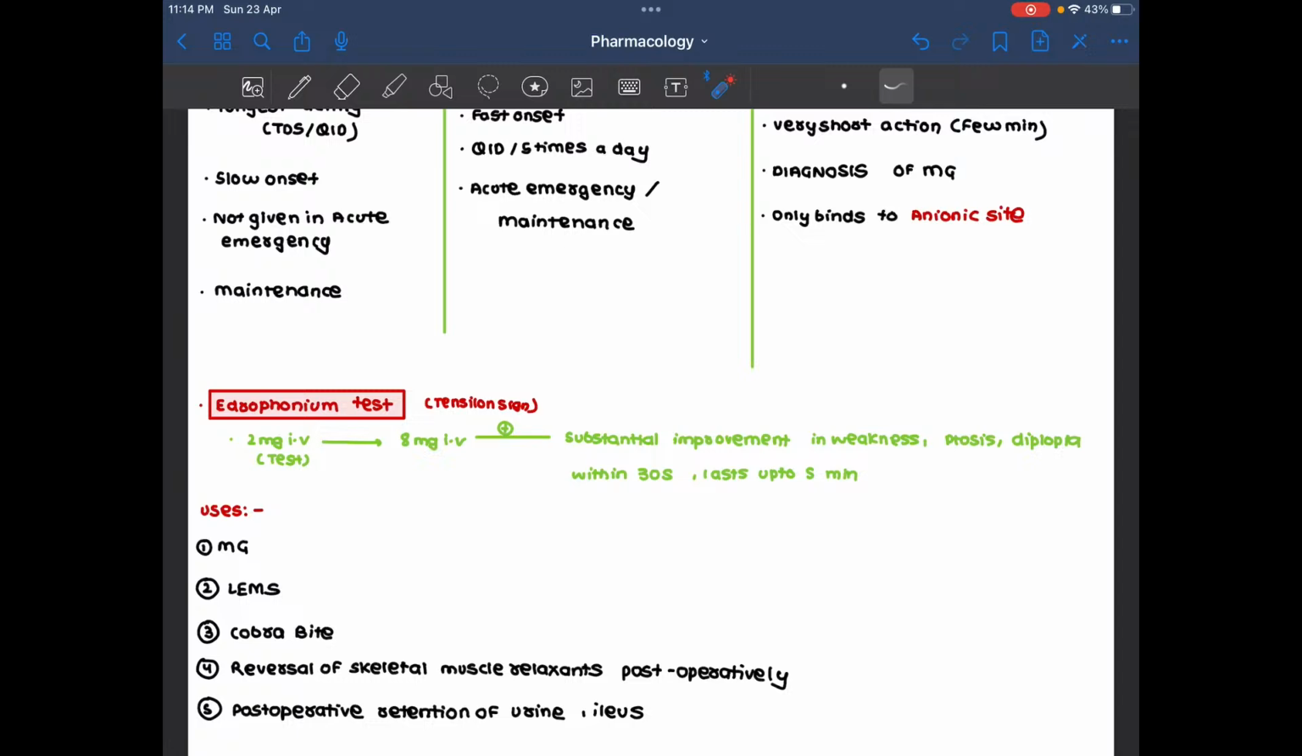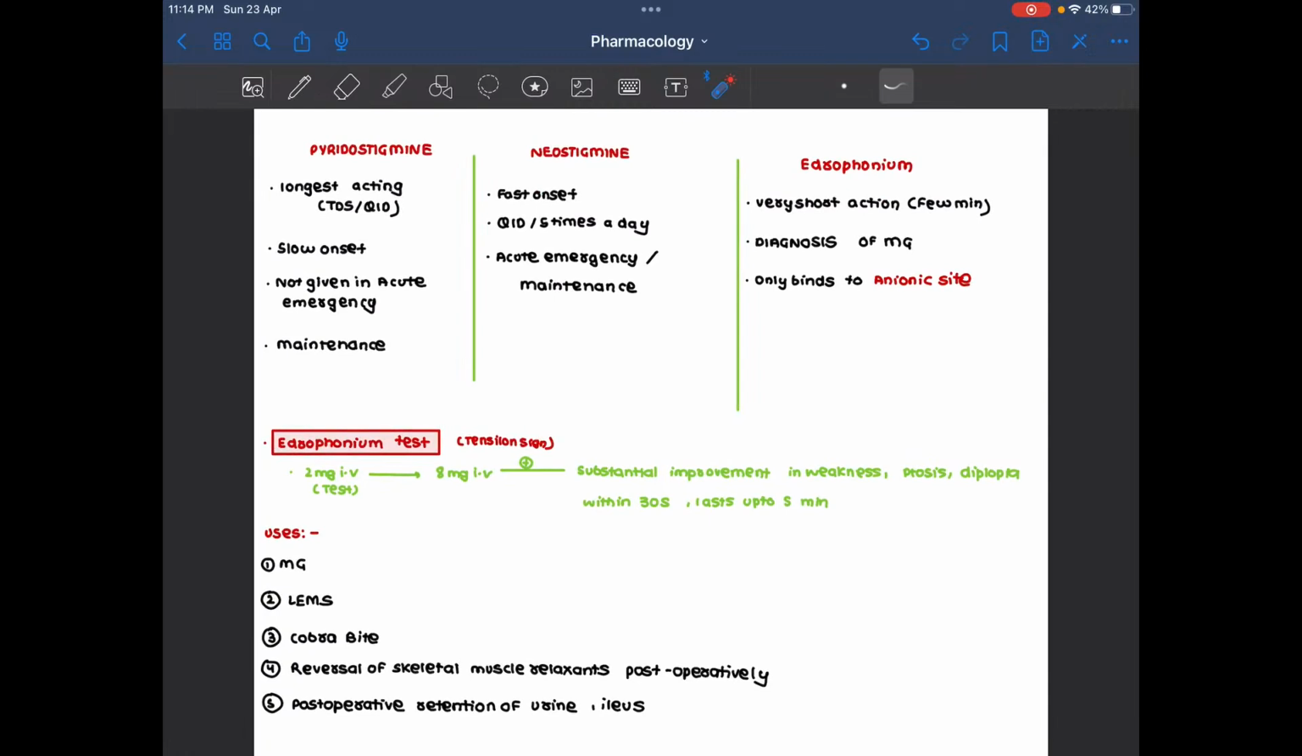In myasthenia gravis, we give a 2 milligram IV test dose of edrophonium. If you don't see any reaction to it and everything goes well, we're going to inject the remaining 8 milligram IV of edrophonium. Now what I'm going to see in that patient of myasthenia gravis is substantial improvement in weakness, ptosis, diplopia within 30 seconds. And this effect is going to last up to 5 minutes. So this is known as the edrophonium test.